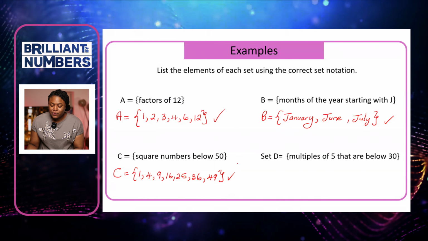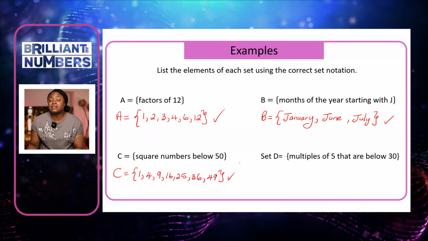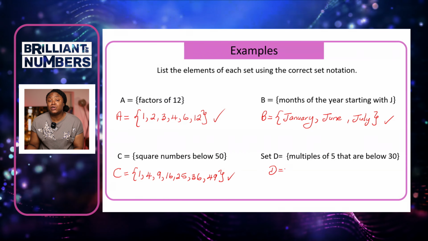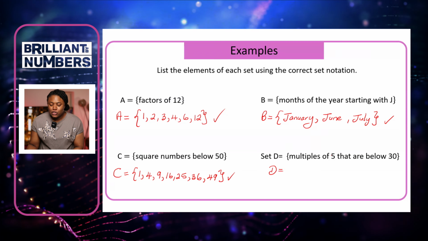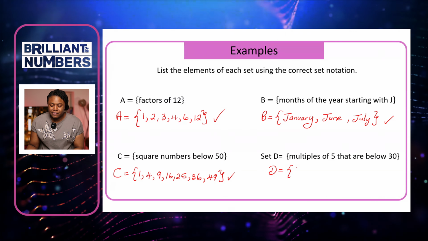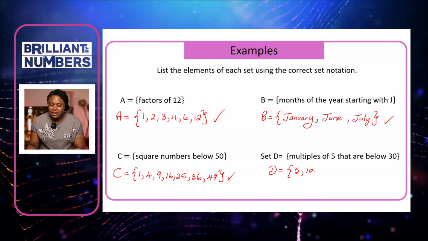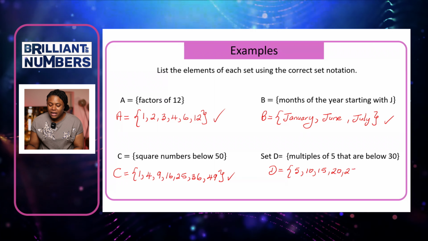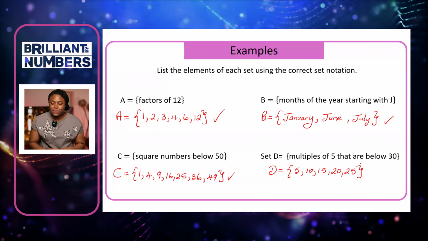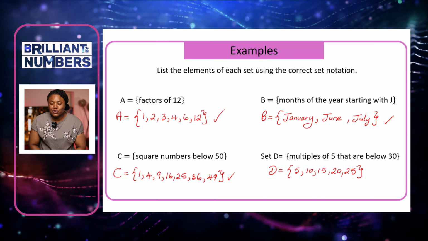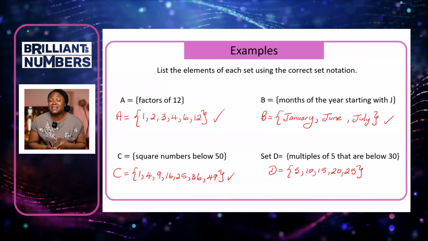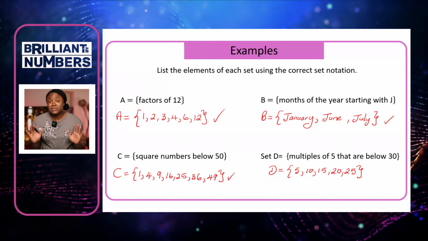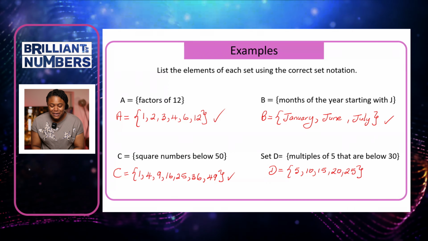So part D asks us for multiples of 5 that are below 30. And we know that all multiples begin with the number itself. So the first multiple of 5 is 5. So we're counting 5, 10, 15, 20, 25. And we stop because we're asked to do below 30. So those are all the multiples. So we've represented 4 sets. And this is really very simple as we lay our foundation for sets and Venn diagrams.